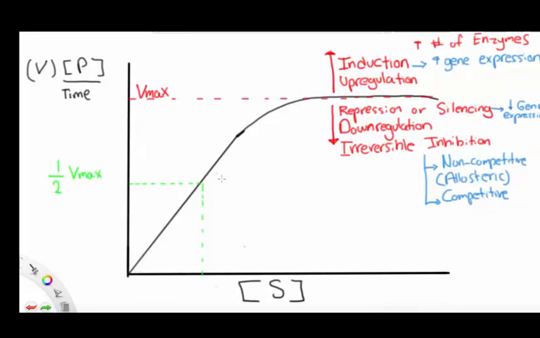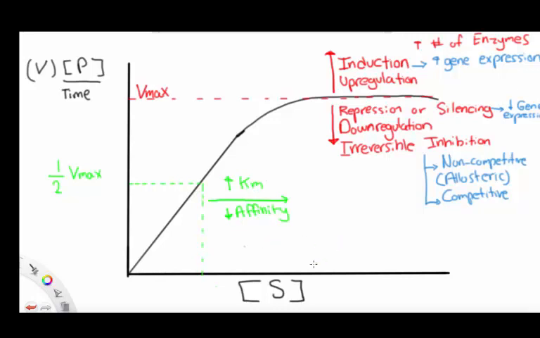Now, let's take a look at what happens if I want to change the Km. We said that the Km is the concentration of the substrate at half of Vmax. So if I want to shift this curve to the right, what am I doing? I'm increasing the Km, meaning that I'm decreasing the affinity.